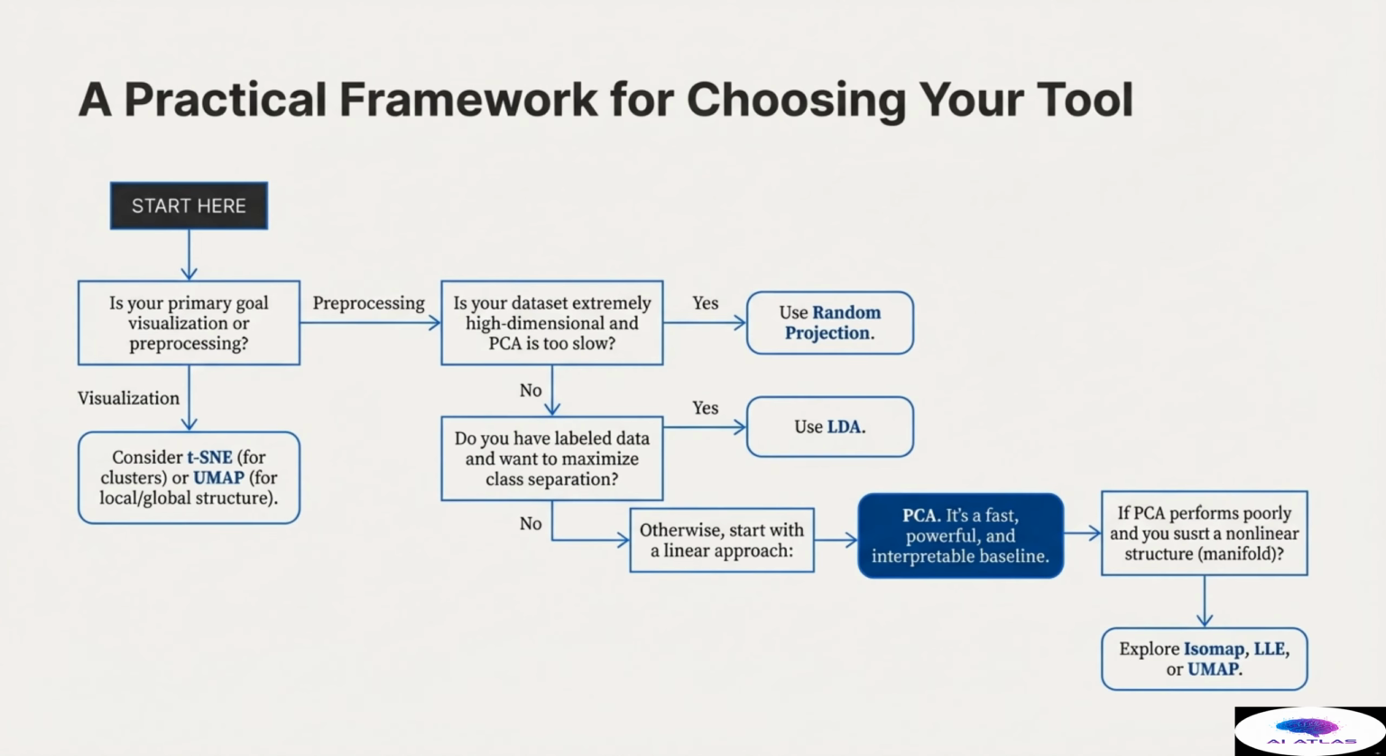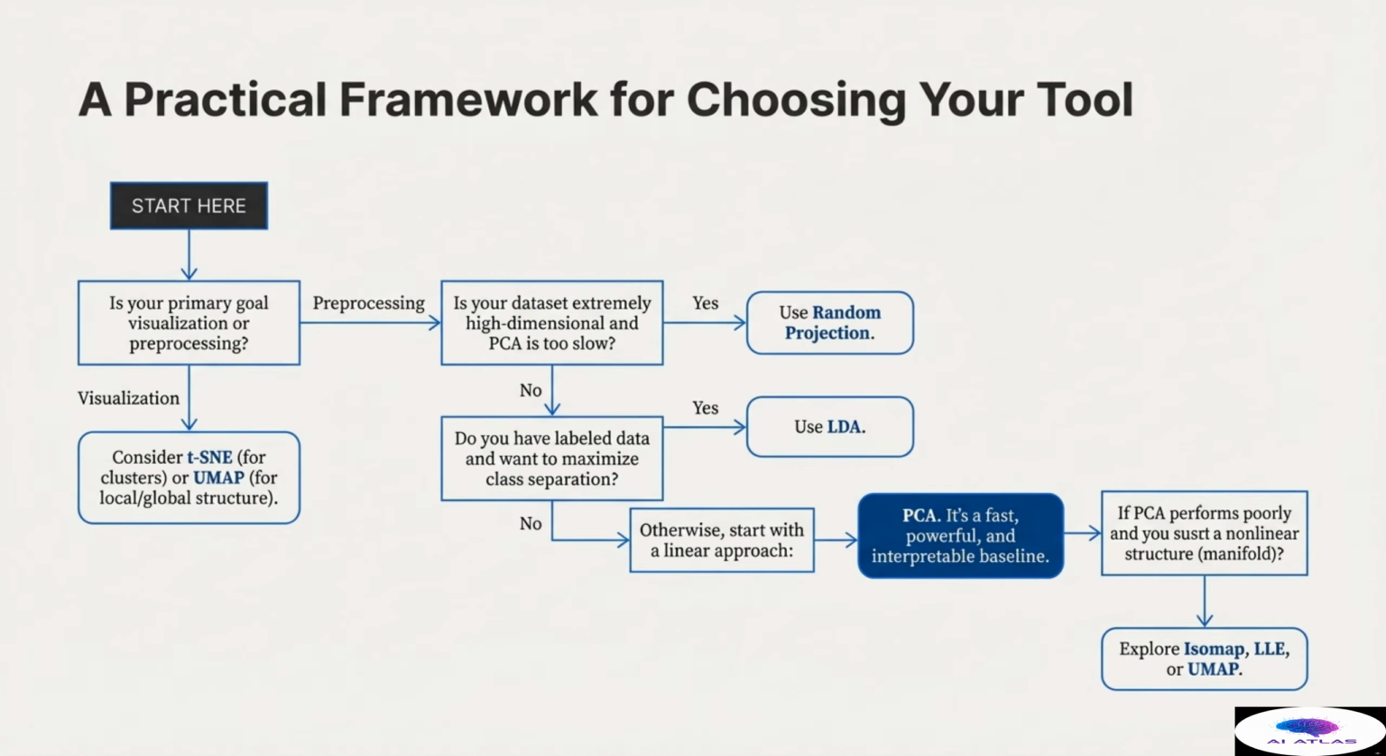To help you navigate the rich but potentially overwhelming toolkit, here is a practical framework for choosing the right tool for your specific challenge. We start at the top by identifying your primary goal. Is it visualization or preprocessing? If your goal is visualization, consider t-SNE for tightly defined clusters or UMAP for preserving local and global structure. If your goal is preprocessing, we typically start with the most basic and interpretable linear approach, PCA. PCA is a fast, powerful, and excellent baseline.